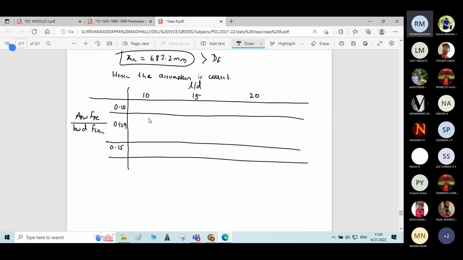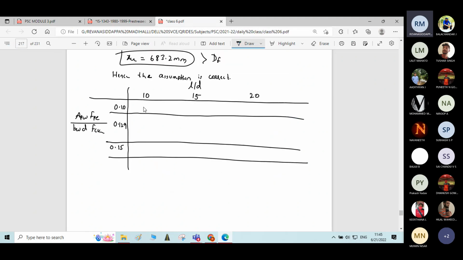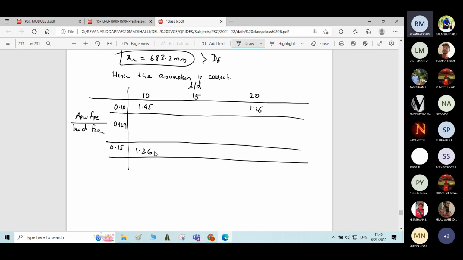Now enter the values. So for 0.10, corresponding FPU by FPE for L by D equal to 10 is 1.45 and for 20 is 1.26. Let me enter the values here. 1.45 and 1.26. Then the next value, corresponding to 0.15 AP by BW D FCK, is 1.36 and 1.20. So interpolate between this 10 and 20 and get the value for 15.